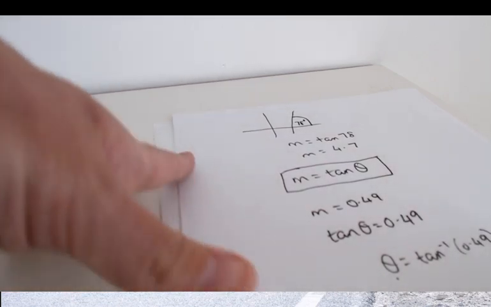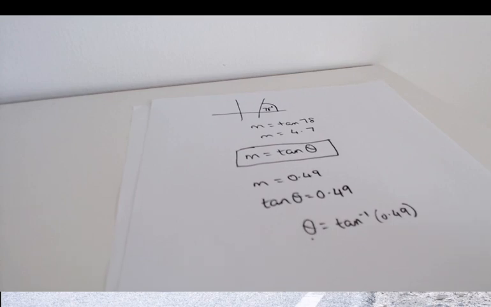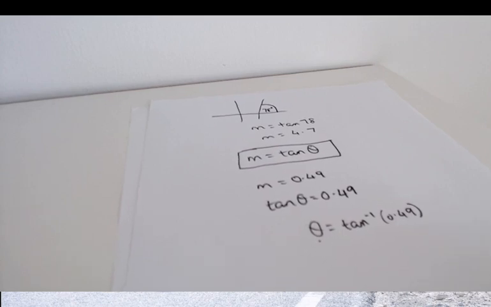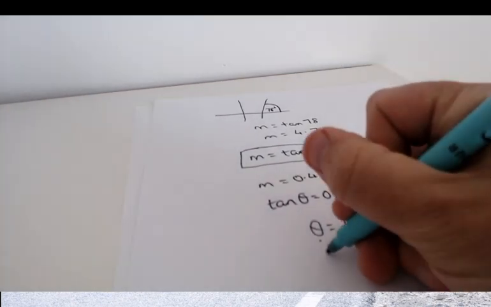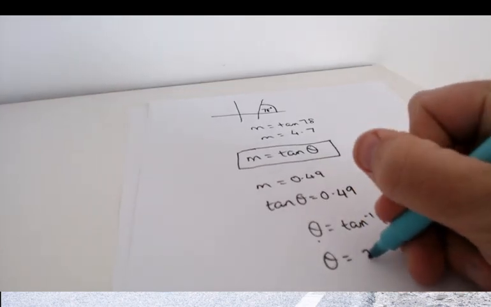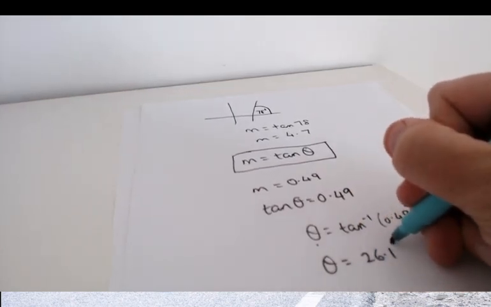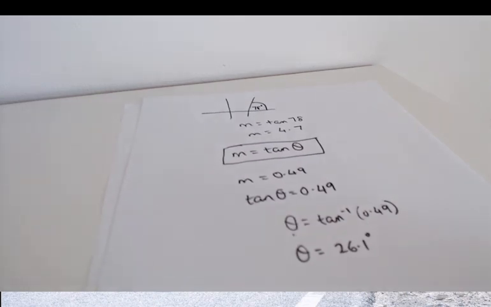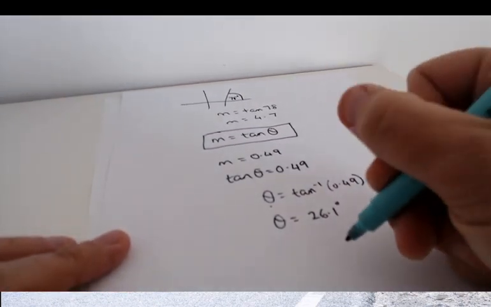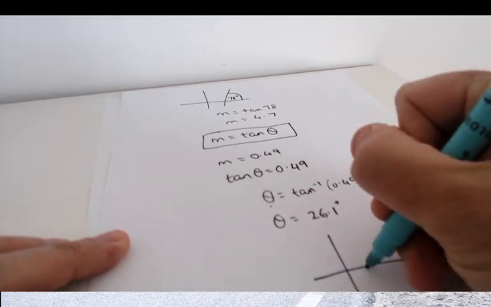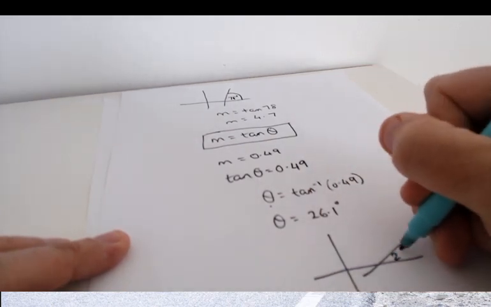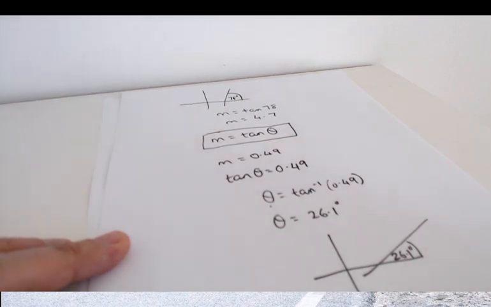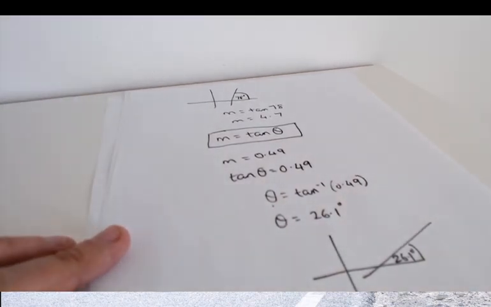So I go to my calculator. You need a scientific calculator. I'm going to do the inverse tan of 0.49, and it tells me that the answer is 26.1 degrees. Which means that when I have a gradient of 0.49, it means that it makes an angle of 26.1 with the positive direction of the x-axis.